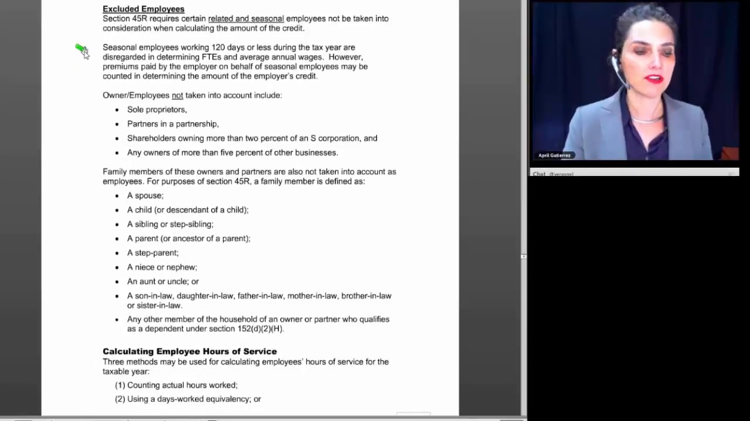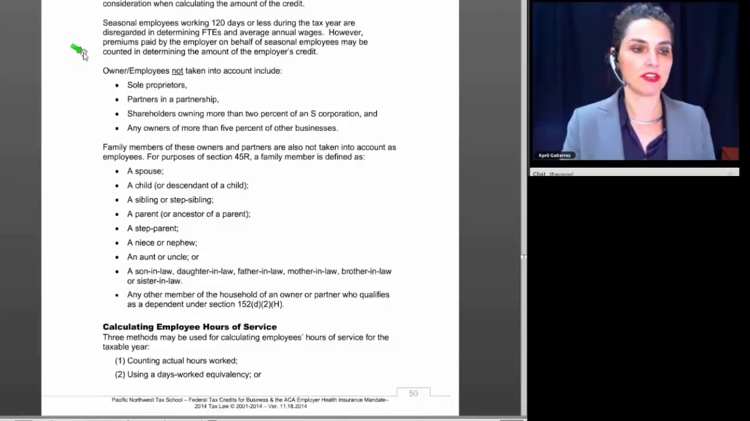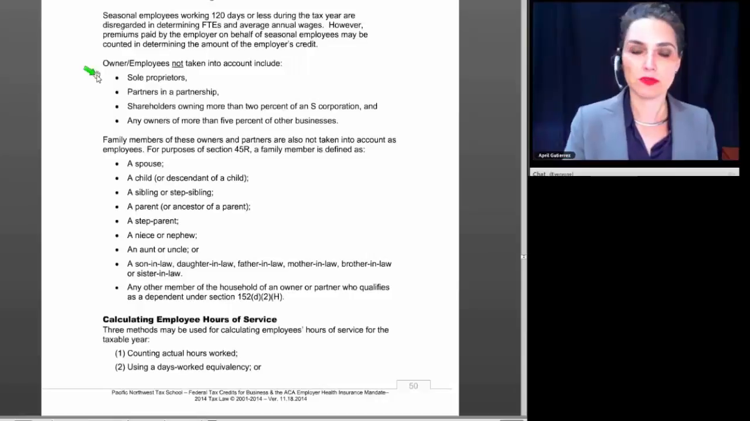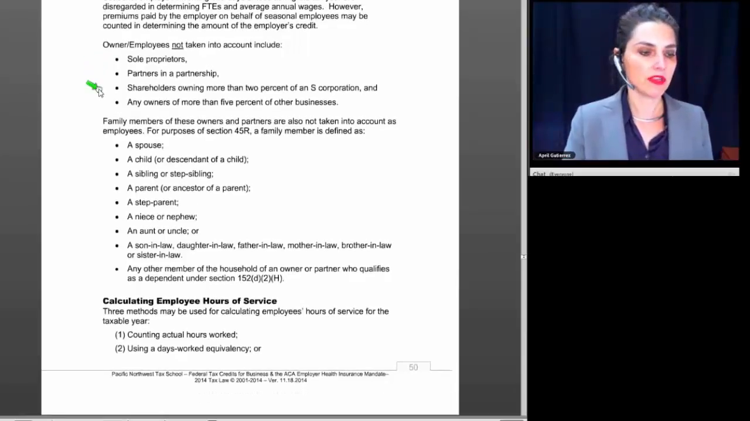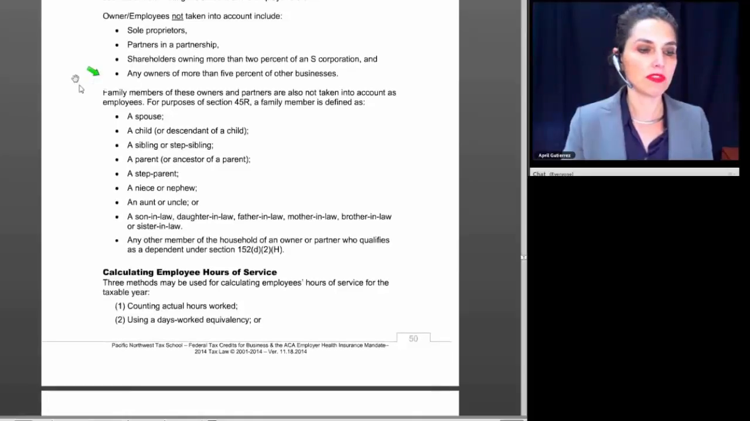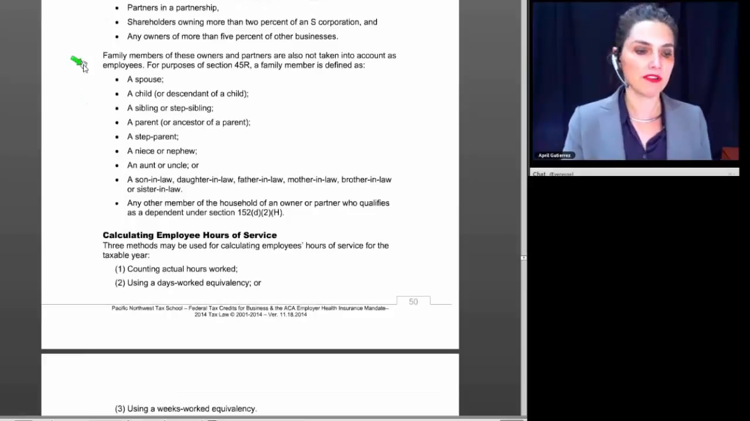Seasonal employees working 120 days or less during the tax year are disregarded in determining FTEs and average annual wages. However, premiums paid by the employer on behalf of seasonal employees may be counted in determining the amount of the employer's credit. So owner employees that are not taken into account include sole proprietors, partners in a partnership, shareholders owning more than 2% of an S corporation, and any owners of more than 5% of other businesses. Family members of these owners and partners are also not taken into account as employees.